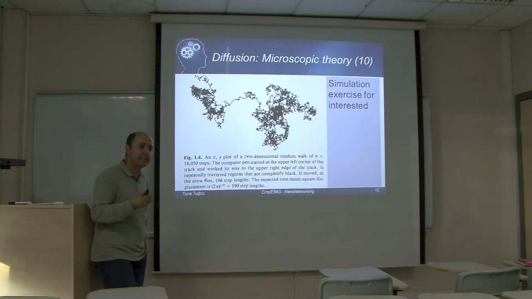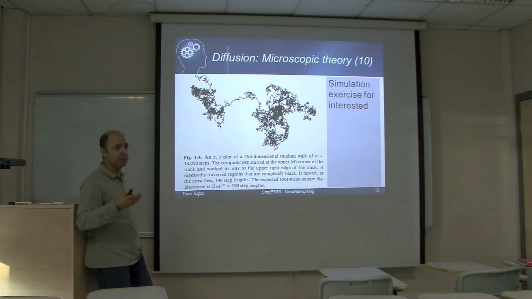Okay? Now this is the sketch of one example run. Run the same simulation once again, it would be something different. Okay? In this example, it's taking 18,050 steps, so n is 18,050. If you look at the curve flight from here to the final point, it's 196 step lengths. That means it took 18,000 steps, but the distance it went was only 196 steps.